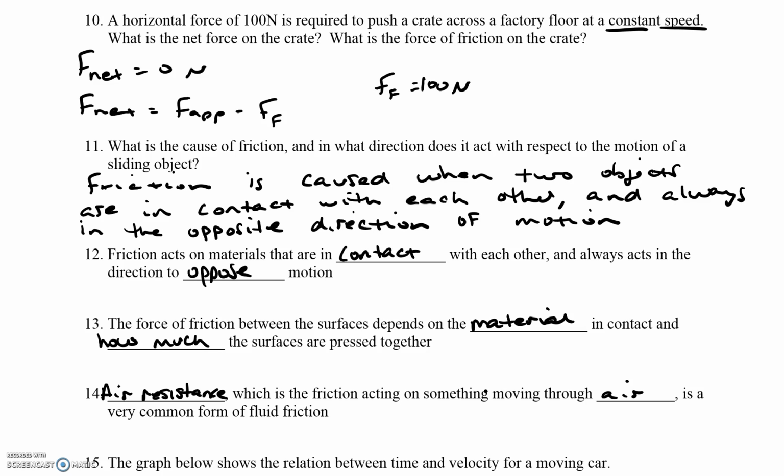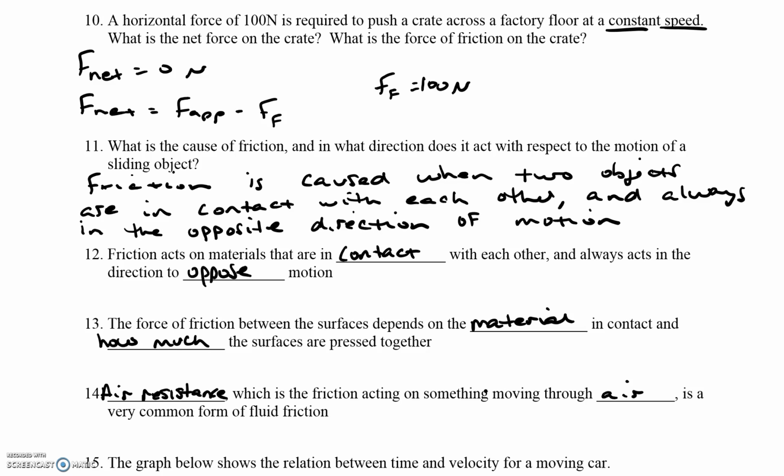Number 11 says, what is the cause of friction and in what direction does it act with respect to the motion of a sliding object? So friction is caused when two objects are in contact with each other, and they're always going to be in opposite directions from each other. And that's the reason why when we calculate the net force, we take the applied force and we subtract the friction force, because the two forces are in opposing directions, and we know that we subtract when we've got vectors in opposite directions.